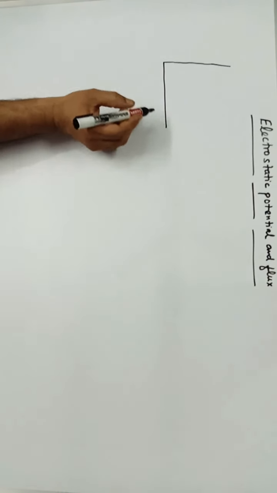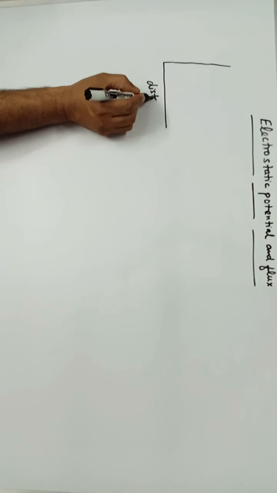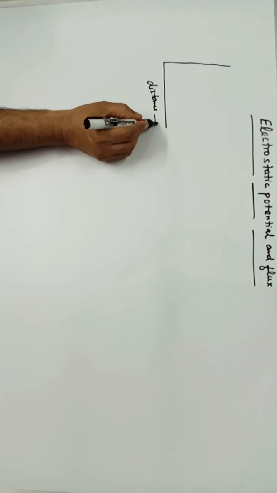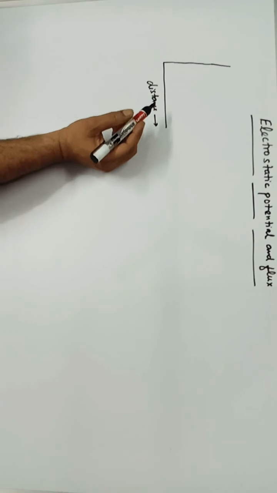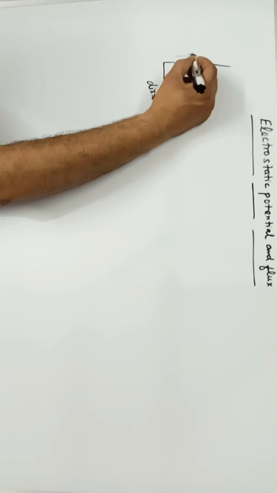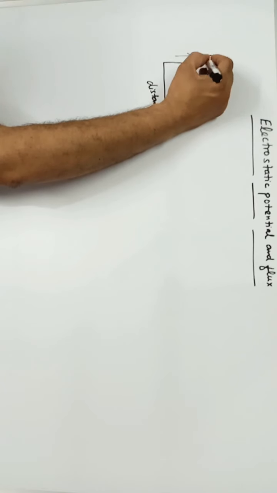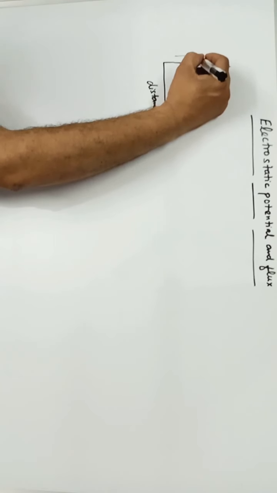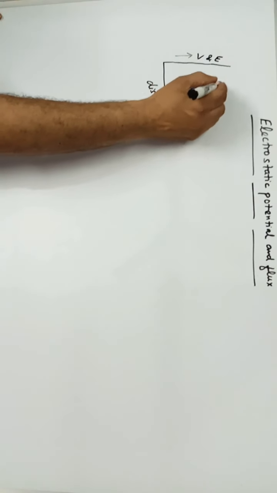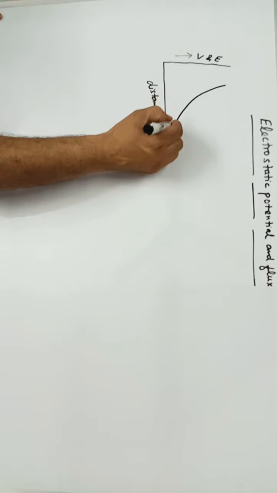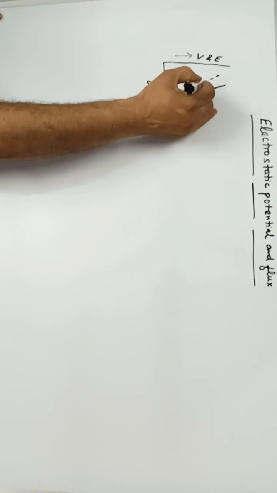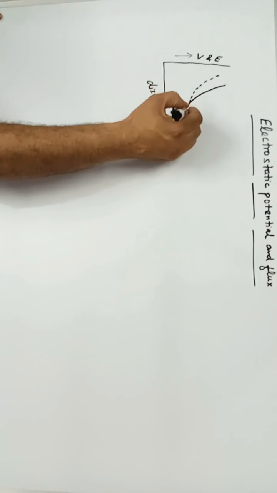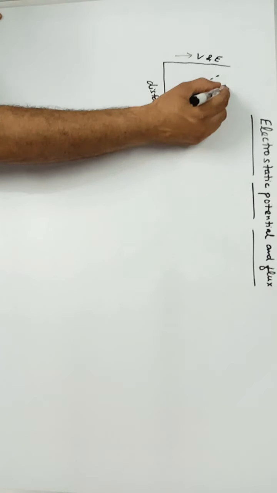On the x-axis, we take the distance x, and on the y-axis, we take the electric potential V and electric intensity E. We plot a graph. This is for E and this is for V.